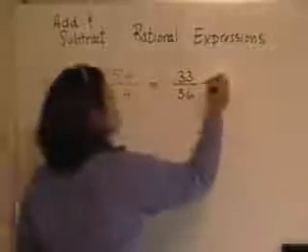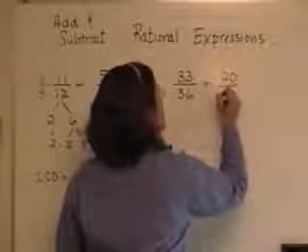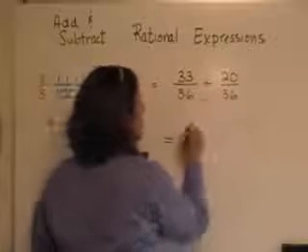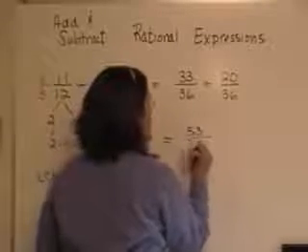And then here 5 times 4 is 20 over 36. And finally I would add 33 plus 20 is 53 over 36. And I do not believe that those are going to be simplified.